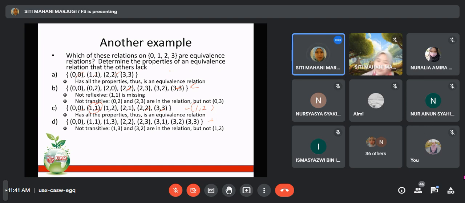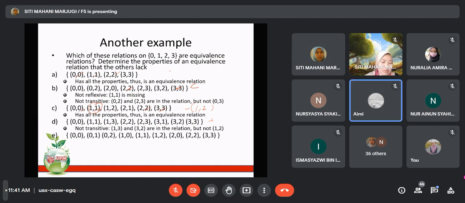Okay? Okay. Okay, the last one E. Okay, kosong. Okay, kita tengok reflexive. Ada 0, 0, 1, 1, 2, 2 and 3, 3. Okay? Okay, so this is certified in terms of the reflexive. Okay, symmetric.